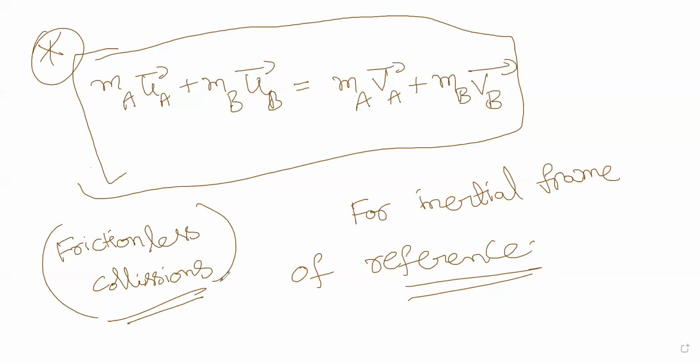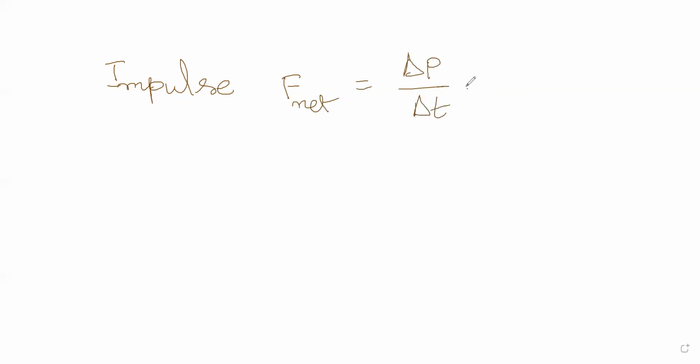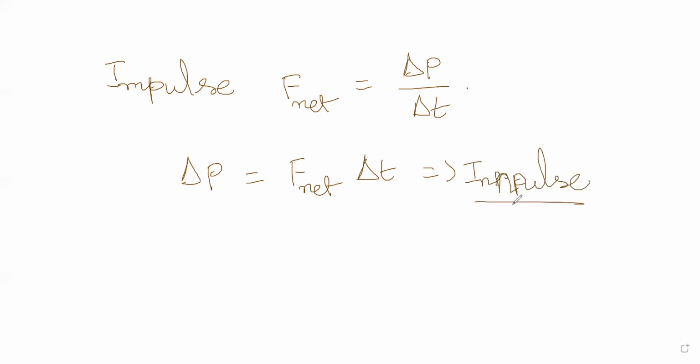Now we will talk about a different quantity today, that is called impulse. We know that F net is equal to delta P by delta T. I will tell you, this is the net force, and impulse is given by delta P, that is the change in momentum. That is F net into delta T. This F net into delta T is called impulse.